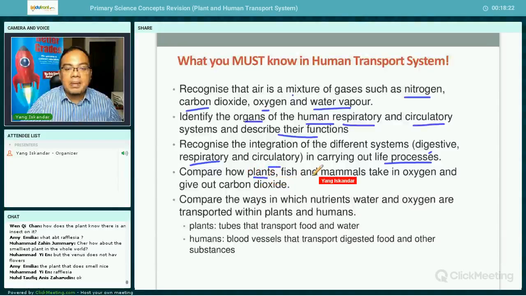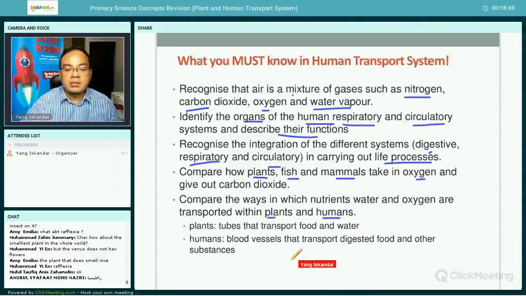And you must be able to compare how plants, fish, and mammals take in oxygen and give out carbon dioxide. Okay, compare the ways in which nutrients, water, and oxygen are transported within the plants and humans. So you must be able to compare the difference between the transport system in plants and in humans.